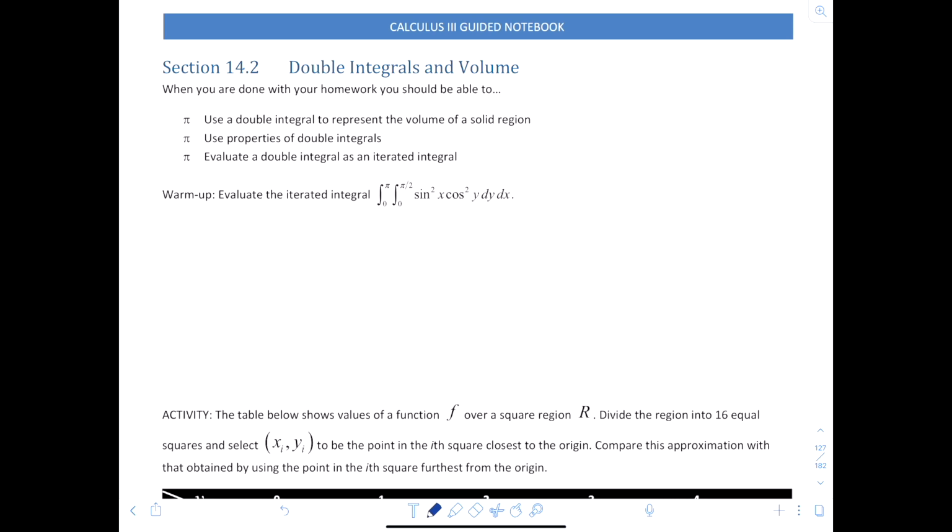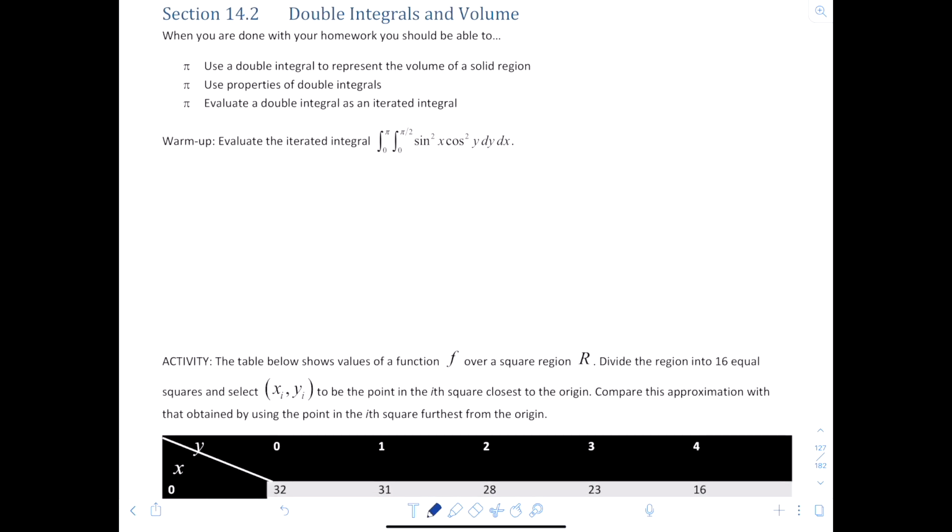So basically, our goals for today: we want to be able to use a double integral to represent the volume of a solid region, use properties of double integrals, and evaluate a double integral as an iterated integral. All right, so let's warm it on up here.